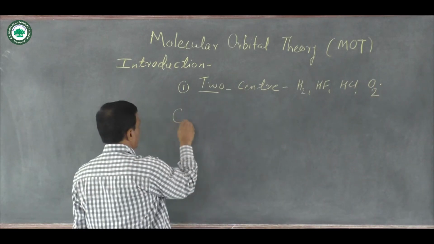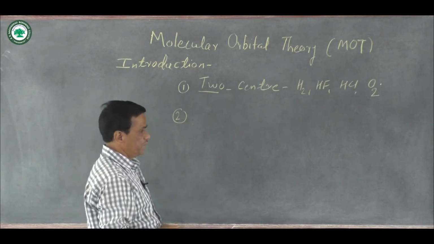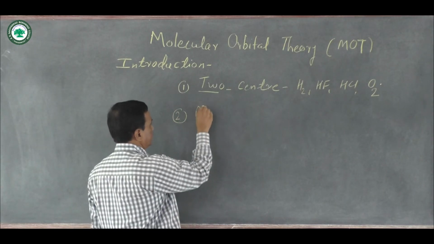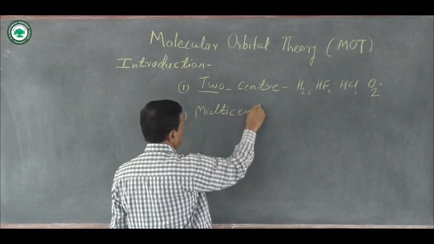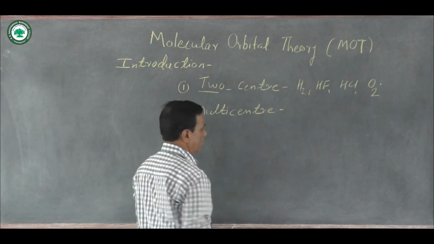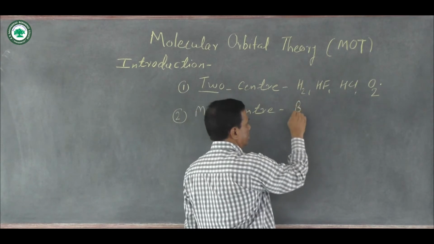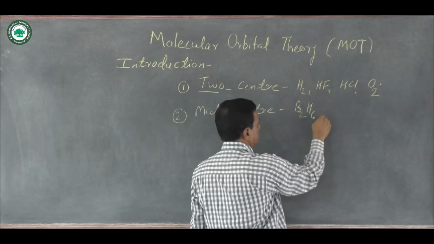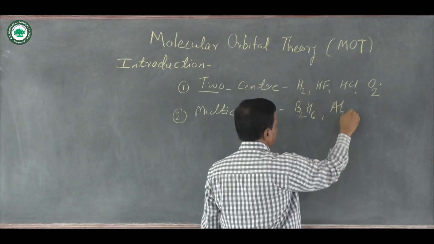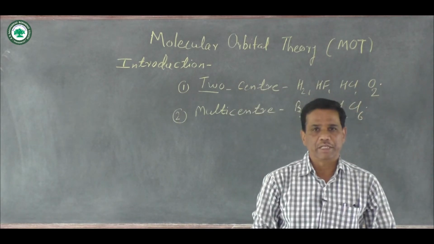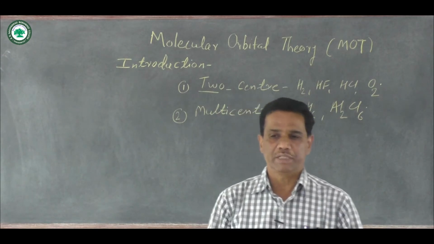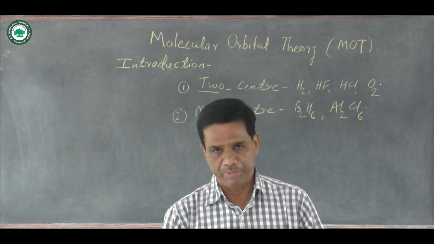Second is when more than two atoms combine, there is a formation of a multi-center covalent bond. Examples here are the B2H6 molecule, then the Al2Cl6 molecule. All these are examples of multi-center covalent bond formation.